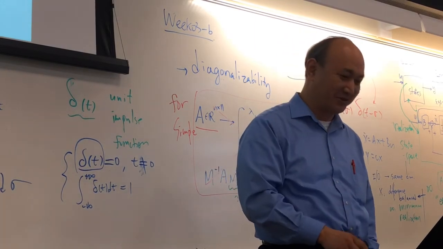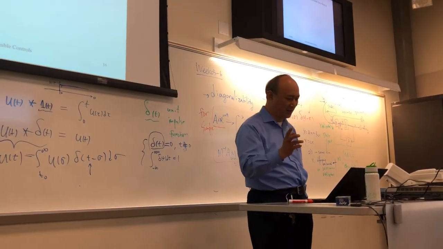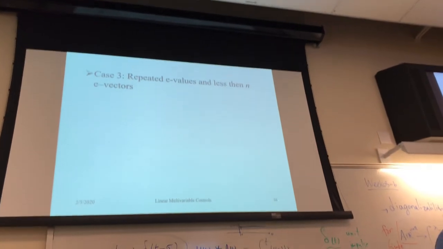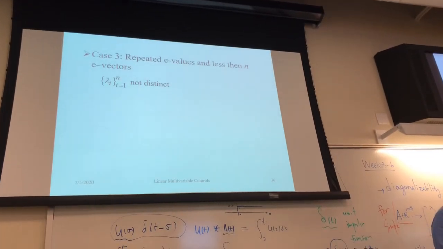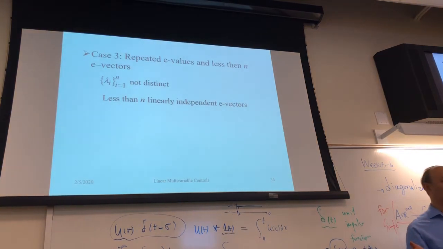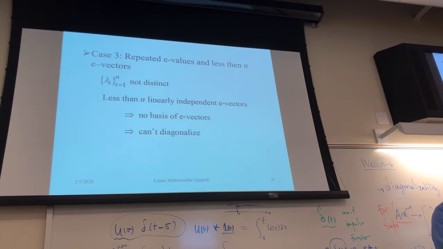So we are going to see something not simple. For sure, the eigenvalues are not distinct. There are some repeating multiplicities there, and they don't have all linearly independent eigenvectors. So some of the eigenvectors are dependent, so then it's not a basis of eigenvectors. So then the matrix cannot be diagonalized.